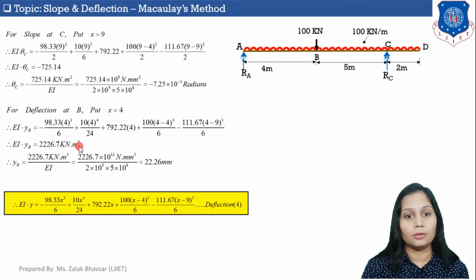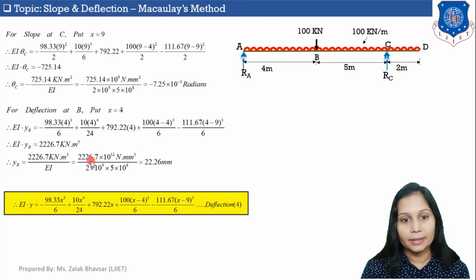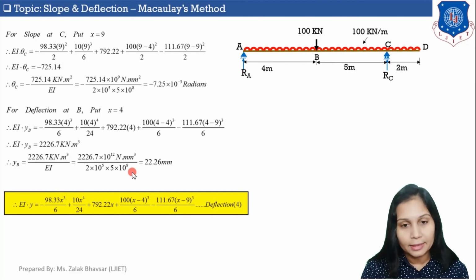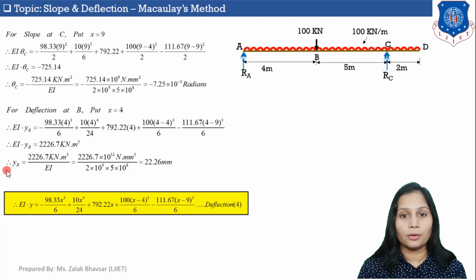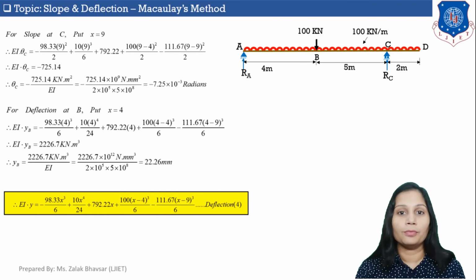2226.7 kilonewton into meter cube. So YB is equal to 2226.7 kilonewton into meter cube upon EI, which is equal to 2226.7 into 10 raised to 12 Newton into mm cube by value of E is 2 into 10 raised to 5 and value of I is 5 into 10 raised to 8, which is already given in data. So we get final value of deflection at point B is equal to 22.26 mm, which is positive. It means deflection at B is in downward direction.